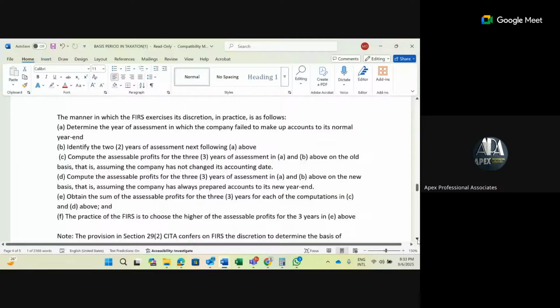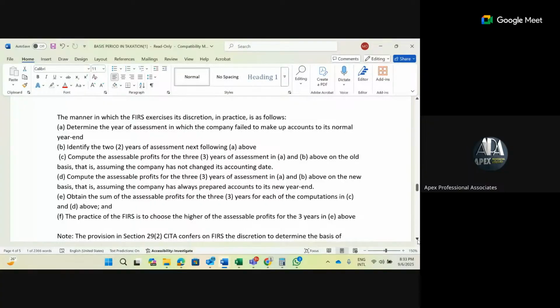So the manner in which FRS is the board, they are the ones that have the discretionary power. They can exercise their discretionary power by applying the following rules. What are the new rules on change of accounting date? A, B, C, D, E, F. The first one is for you to determine the year of assessment in which the company fails to make up its account to its normal year end.